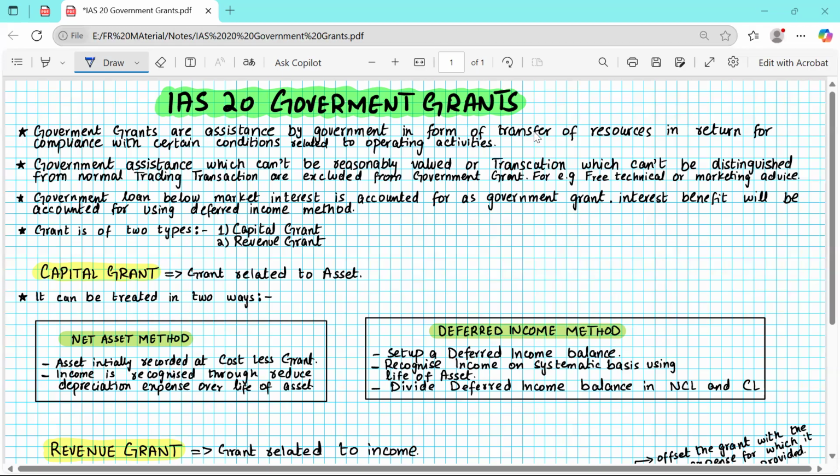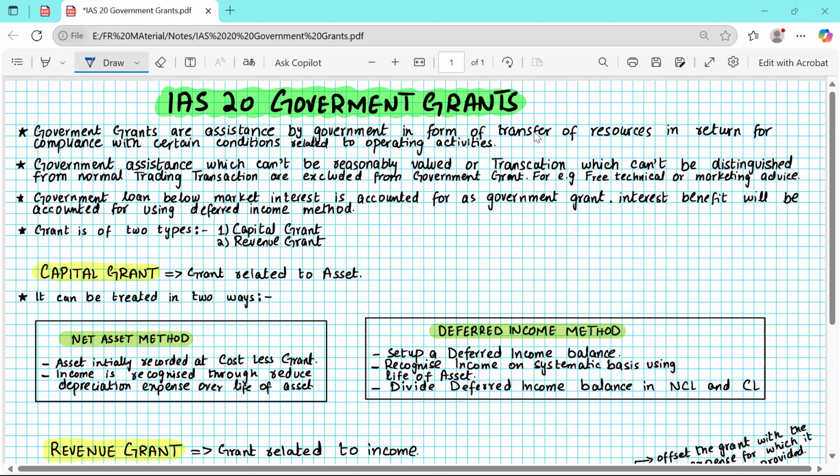Okay, clear? So what three things have we learned so far? First, the government is assisting us, helping us with something, and in return they are asking us to follow certain conditions. Second, the assistance that we cannot value, we will not account for it. So basically, what we can value, only that we will account for. Third, a government loan below the market interest rate is also a government grant.